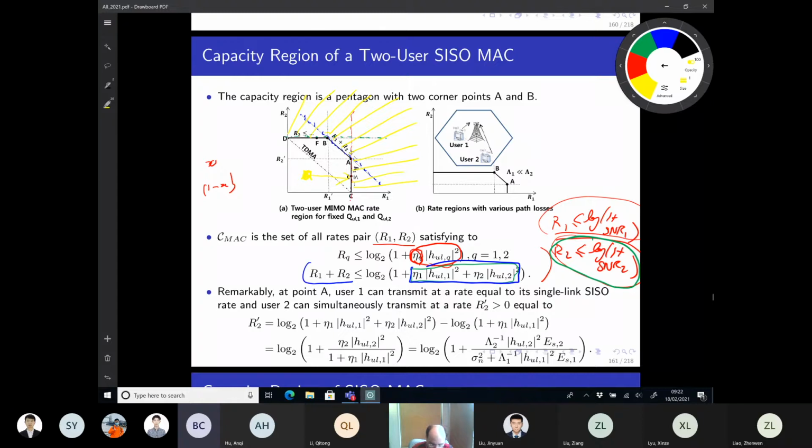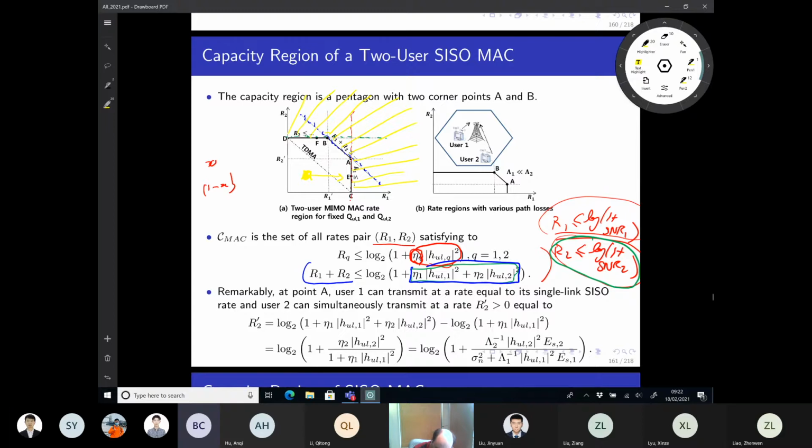Now, if you get to point E, is that a good point? Yes or no? Maybe not. You could do better than that, right? Because what you see is that you could actually keep the rate of user 1 equal to what you have at point E, which is the maximum rate that user 1 can get. But you could move along this line all the way to point A, where actually user 2 will have a higher rate.